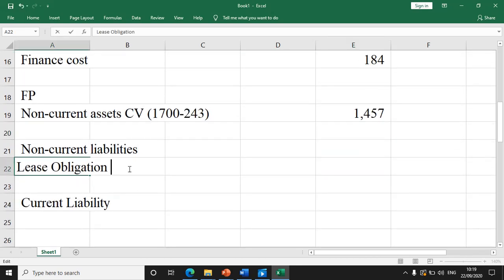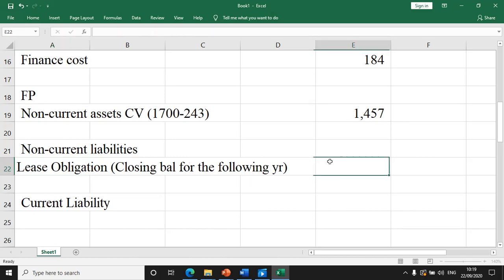And then next, for our lease obligation long term, I want to just pick the provision closing balance for the following year. It's as simple as that. Following year in this case is year 2.